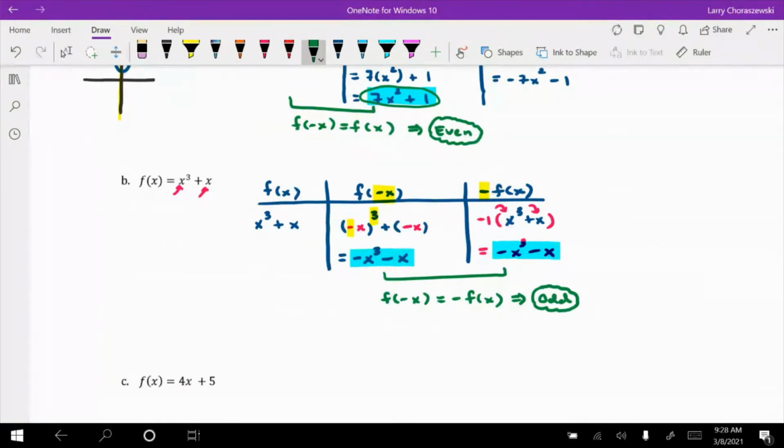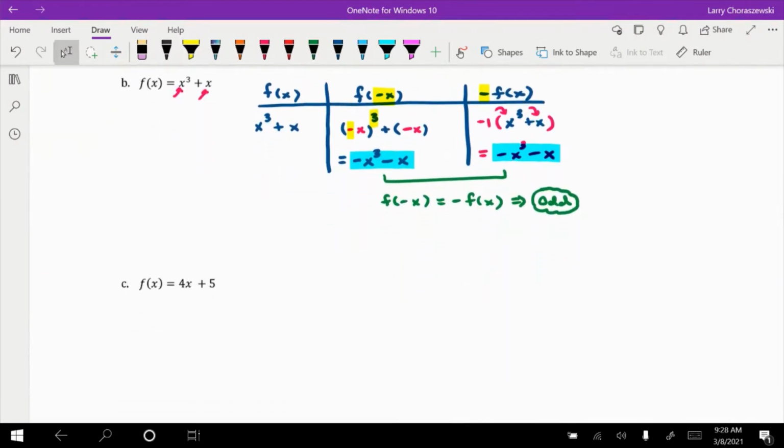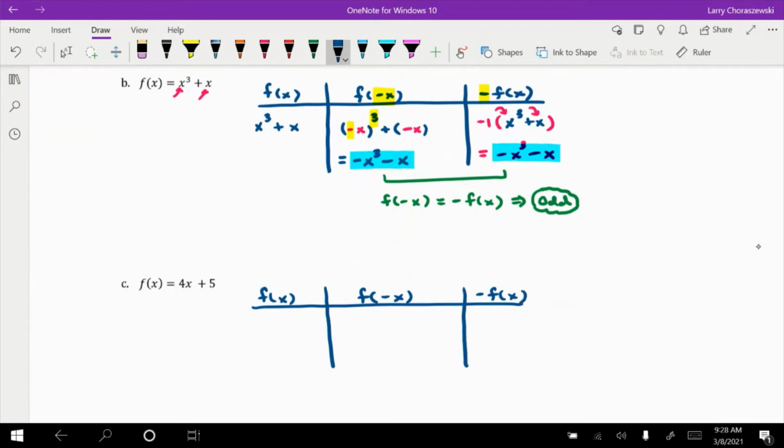Okay? So I'm going to have you try it out with the function in part C. I'll flesh out kind of an empty table here. And after giving you a few minutes to work on it, I'll include my details and we'll see how we did. Okay, so go ahead and see if you can determine if this is an even, odd, or neither function. And we'll go from there.